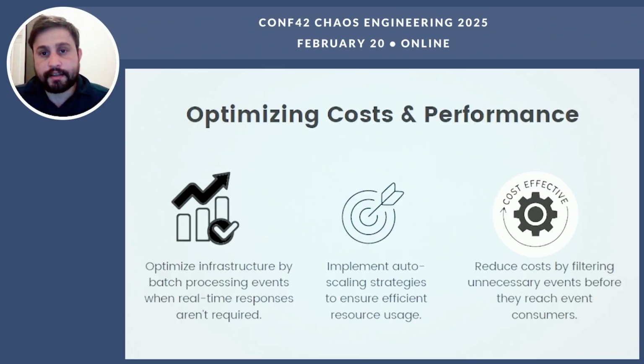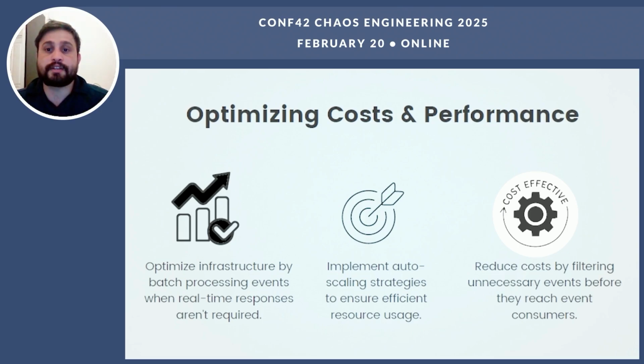While EDA offers numerous advantages, cost and performance optimization is crucial for maintaining efficiency. Here are three key strategies. The first is optimize infrastructure by batch processing events when real-time responses are not required. Not all events need to be processed instantly. So by batching non-critical events, systems can reduce compute resource usage and improve cost efficiency. For example, analytics data collection can be processed in batches instead of real time.